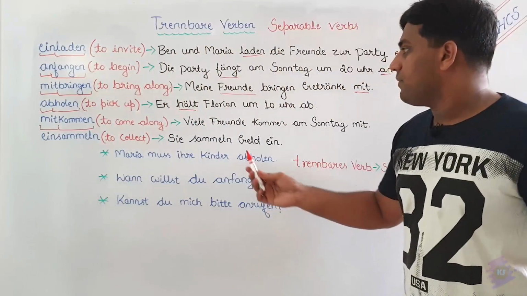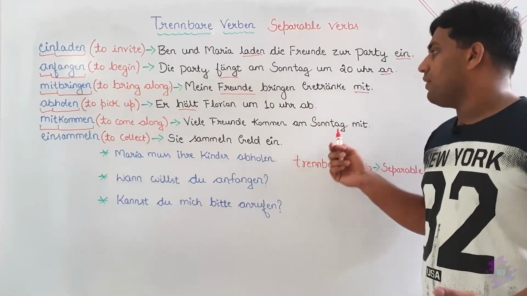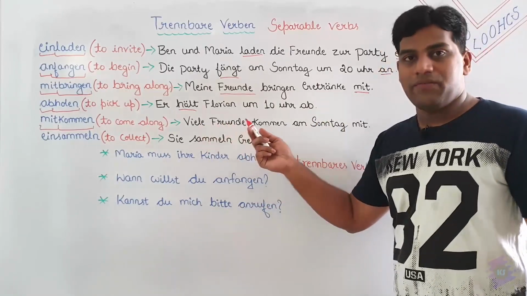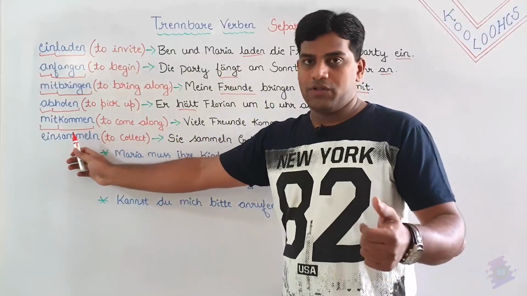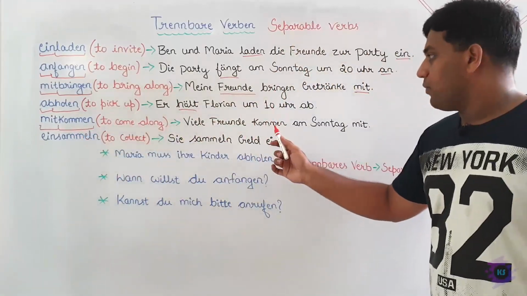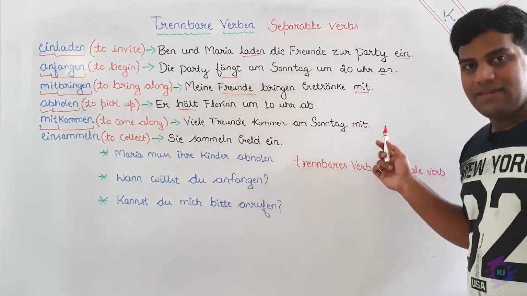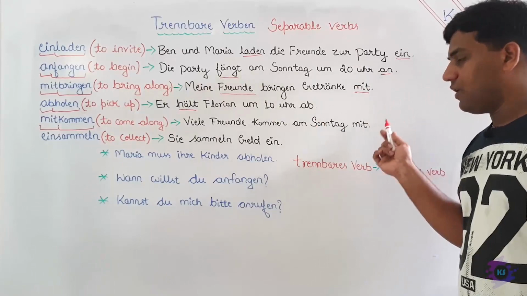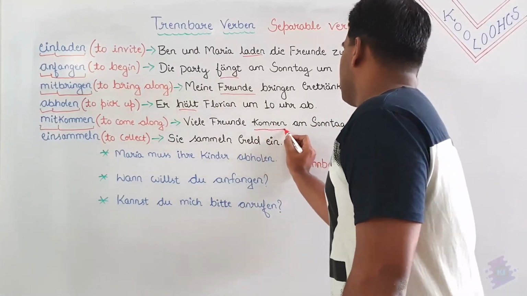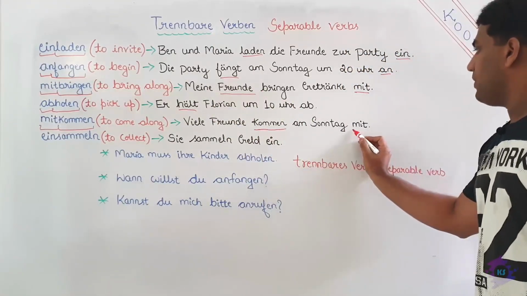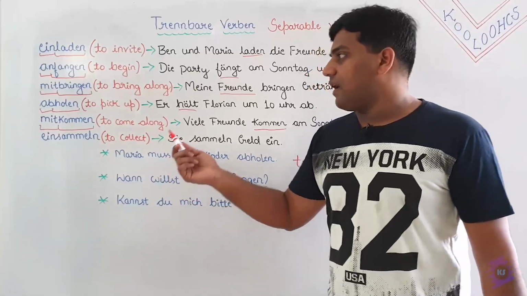An example for that is: many friends come along on Sunday. That will be viele Freunde, many friends, third person plural. So kommen. You know the verb conjugation of kommen, right? The third person plural will be kommen. So viele Freunde kommen am Sonntag mit. Mit is the prefix, so you put it at the end when you frame a sentence. Kommen is the verb that you conjugate, and the prefix mit you keep at the end. And the last separable verb we have is einsammeln.